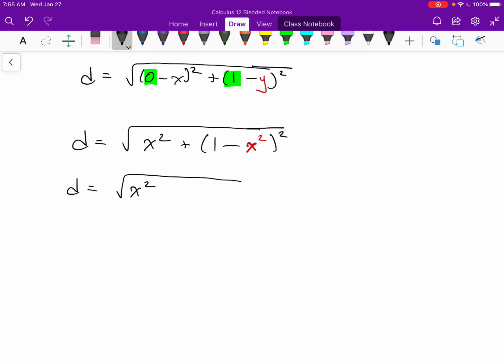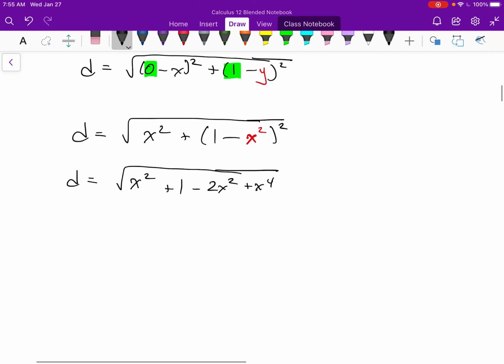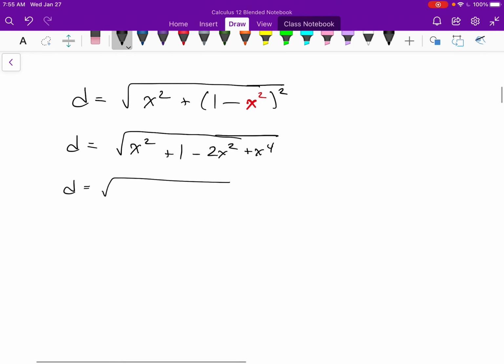Expand this binomial. Plus, yeah, I'm all good, just making sure. And so combine like terms. I get x to the power of 4 minus x squared plus 1. Okay, so this function here, this is what I want to minimize.